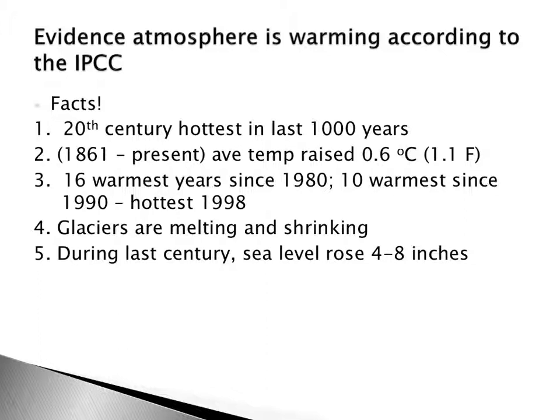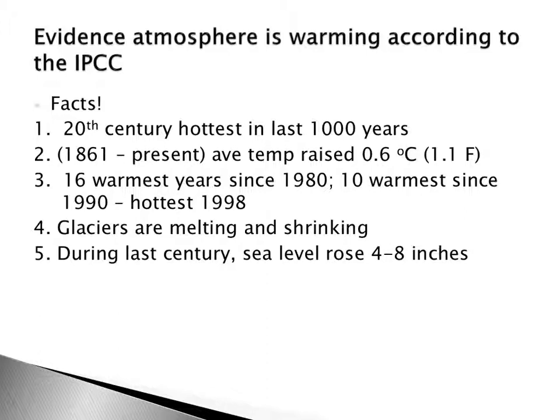Lake Michigan, since 1970, has actually gone up 5 degrees Fahrenheit, which is really high, and it's really disrupted their ecosystem. A lot of fish aren't living very well because their eggs can't handle that temperature change. The 16 warmest years since 1980, 10 warmest since 1990, and the hottest was in 1988.